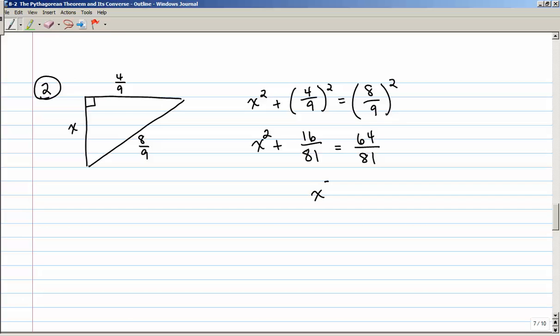Subtracting. And no need to freak out, the denominator is the same. That gives me 48 over 81. And when I take the square root of both sides, it's going to give me the square root of 48 over the square root of 81, or the square root of 48 over 9. And if you simplify the square root of 48, you get 4 square root of 3 all over 9.